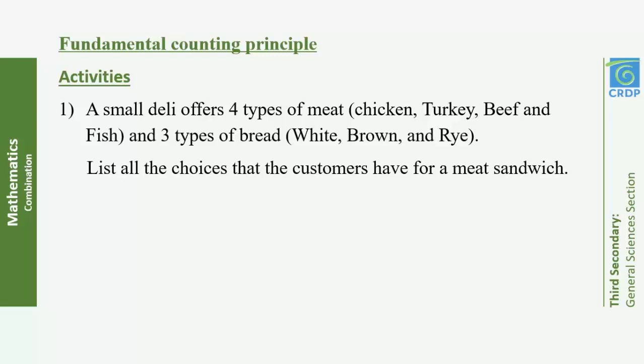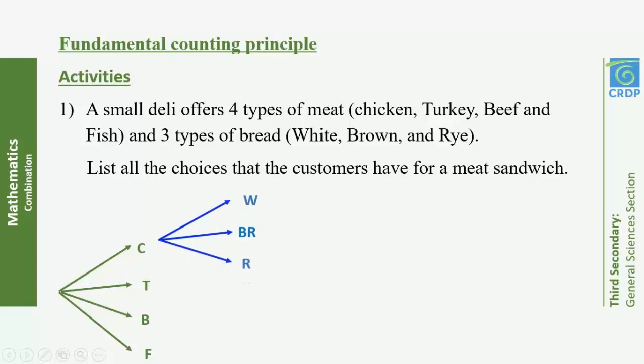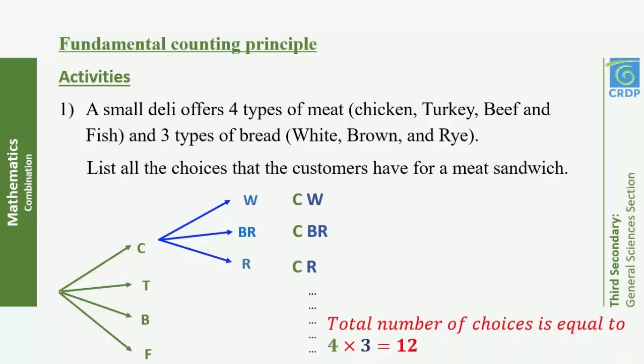Notice that the number of options here is a small number, so you can solve the problem by using a tree. Let's start by listing the options available for meat. I have C, T, B, and F. If you choose chicken, you will have 3 different options for the bread, which will give you 3 different sandwiches: CW, CBR, and CR. If you continue using the same technique, you will get all available options for sandwiches, which is a total number of 12 choices. 4 comes from the options available for meat and 3 comes from the options available for bread.